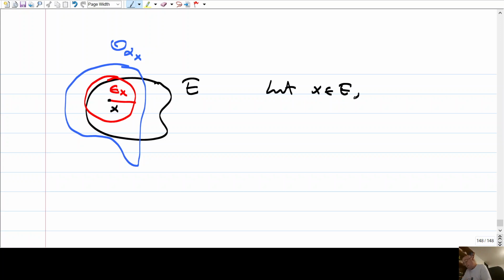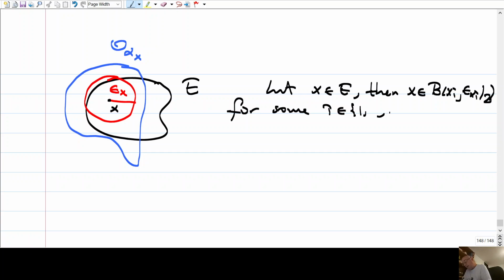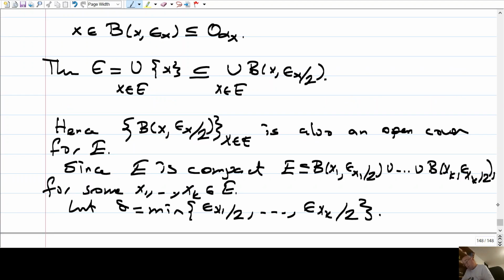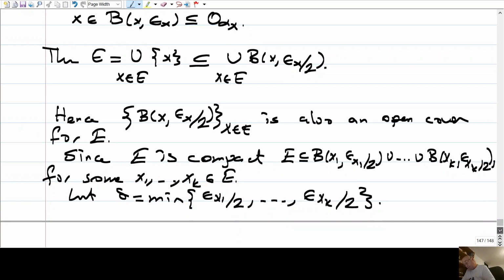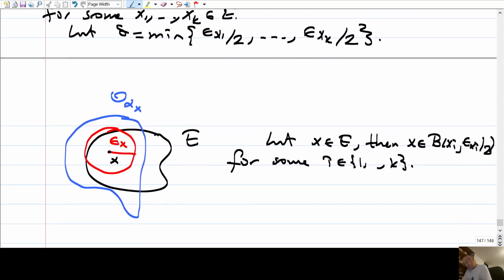Then E, of course, lies inside one of these balls, B(xi, epsilon xi over 2) for some i from 1 up to k, because E is contained in this finite union, therefore any element of E lies inside one of them. Okay, and delta is the minimum of these radiuses.